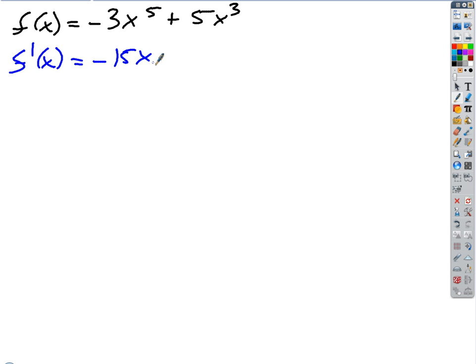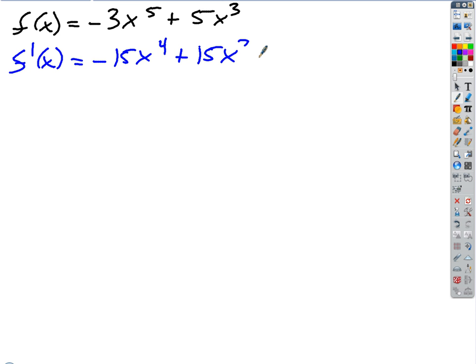15x to the fourth plus 15x squared. Okay, there's the first derivative. Now, is that undefined anyplace? No, it's a polynomial, right? So we know it's not undefined. We're going to have to find the zeros.